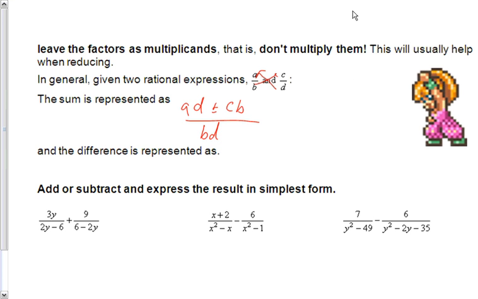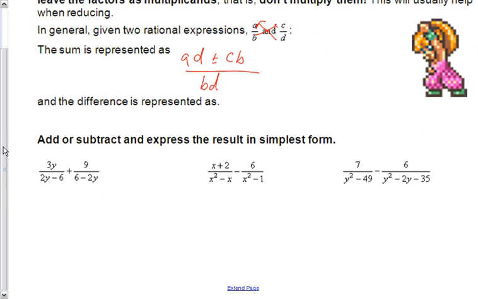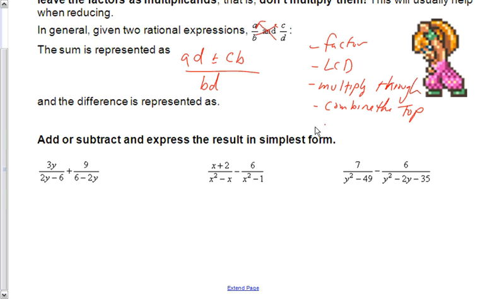If we're going to continue to look at adding and subtracting all of our other expressions, we're going to use all these techniques, and here's what I want to do. We're going to factor, find the LCD, multiply through so that we get our LCD, combine the top, and then our final thing is to reduce. And usually to reduce, we're going to have to factor as usual.